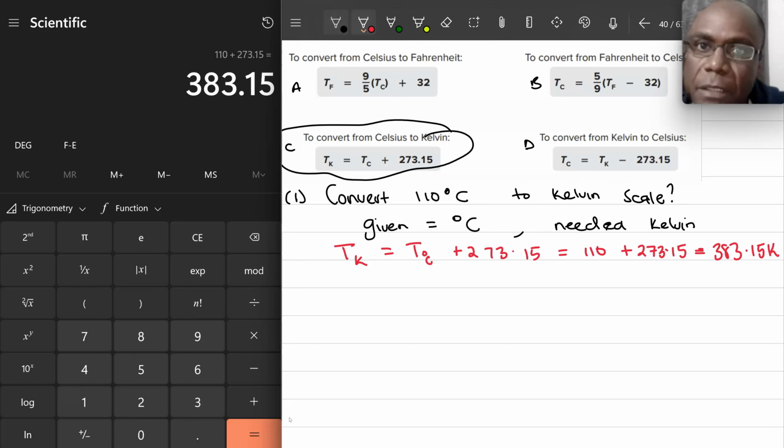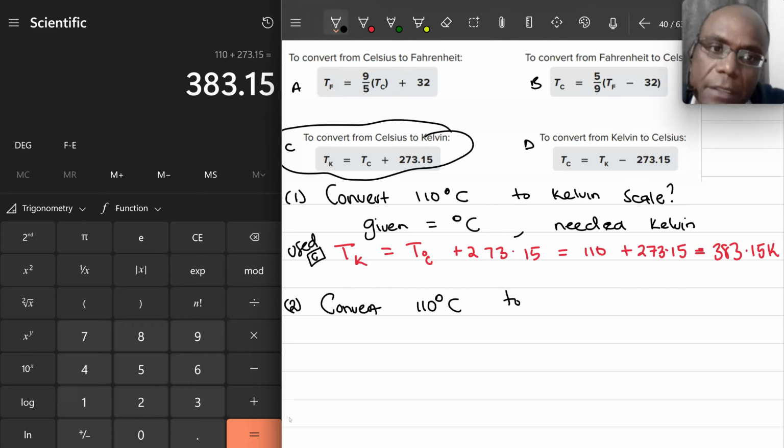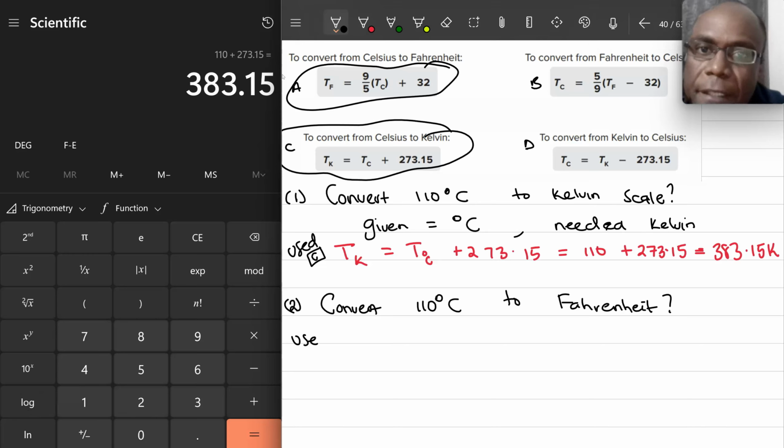Okay, so now let me give you another problem. Remember we used formula C. Next, I would like us to convert 110 degrees Celsius to Fahrenheit. So which formula are we going to use? We are going from Celsius to Fahrenheit, so we are going to use A.